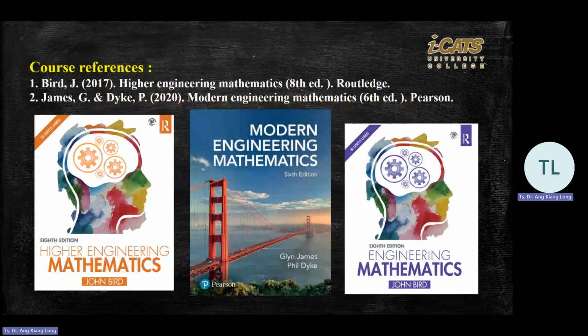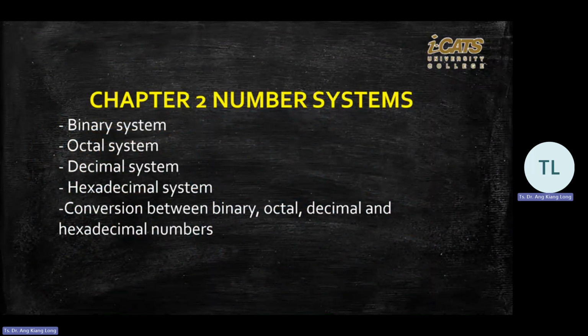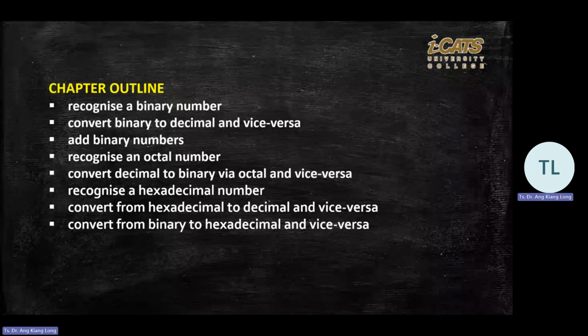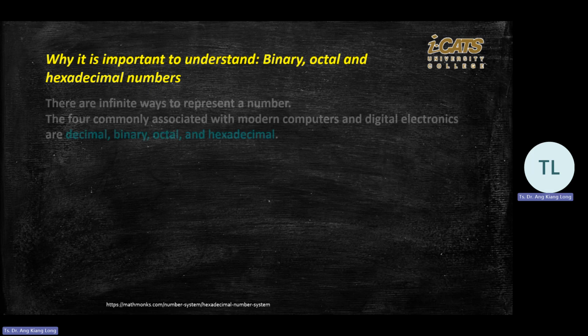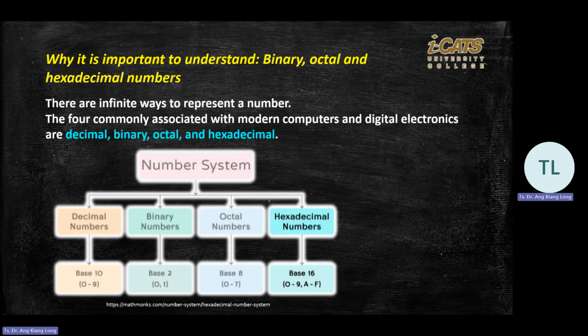These are the textbooks that we use. We are now in chapter 2 already. We will look at the binary system, octal system, and hexadecimal system. This will be the chart for the 4 systems that we usually use for engineering.